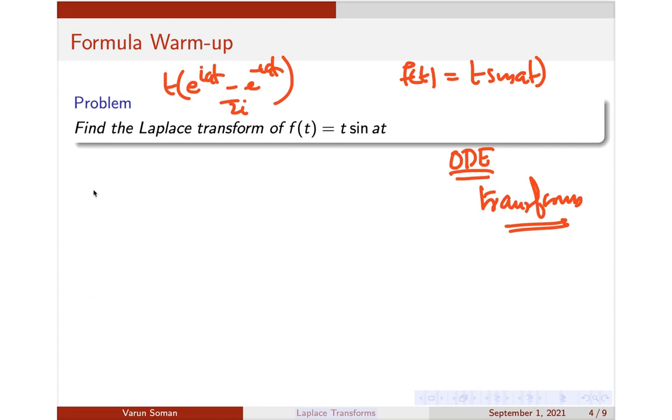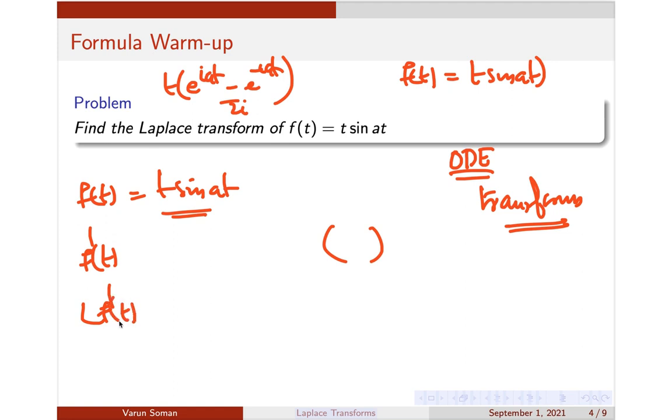In these types of problems, what we do is take f of t and try to take the derivative, f dash of t. Suppose you don't know the transform of f of t directly; you try to find f dash of t. Suppose you know the transform of f dash of t. From that you can read out the transform of f of t by using the formula for L of f dash of t. That is the idea here.